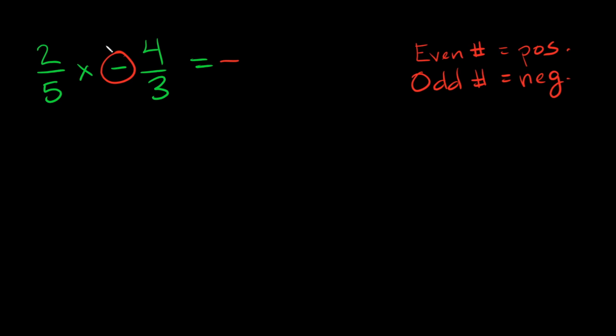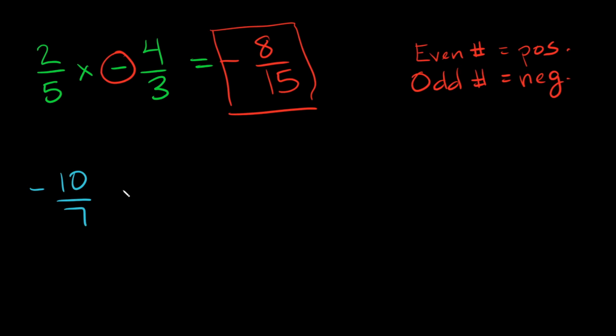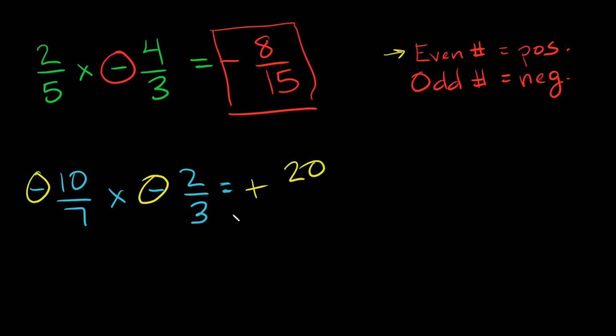Okay, so now you can just multiply like normal. So what's 2 times 4? 8. What's 5 times 3? 15. So your answer is negative 8/15. Okay, so if I had negative 10 over 7 times negative 2 over 3, what would this be? So how many negative signs do we have? Well, we have 1 and we have 2, right? 2 is an even number, so our answer is going to be positive, right? So now we just multiply like normal. So what's 10 times 2? 20. What's 7 times 3? 21. Okay, so our answer is positive 20 over 21.